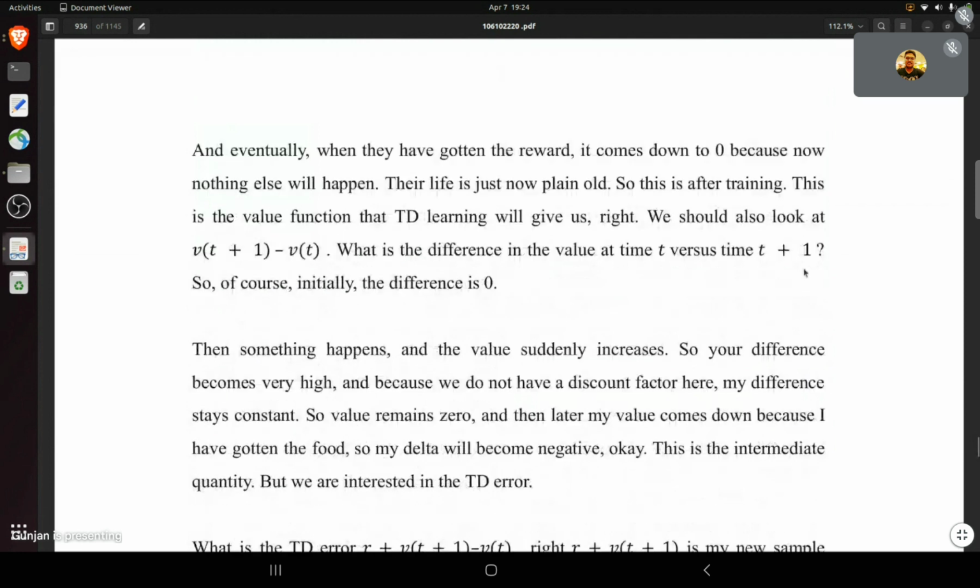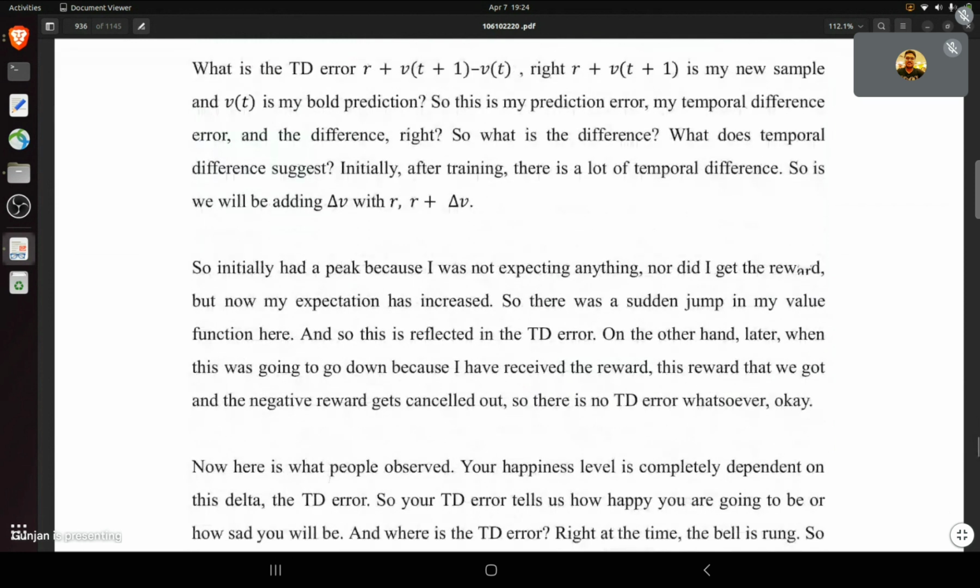But yeah, how are they getting the reward? So we will be adding delta V with R plus delta V. Right, R plus V(t+1) is my new sample, and V(t) is my prediction. So this is my prediction and temporal difference.